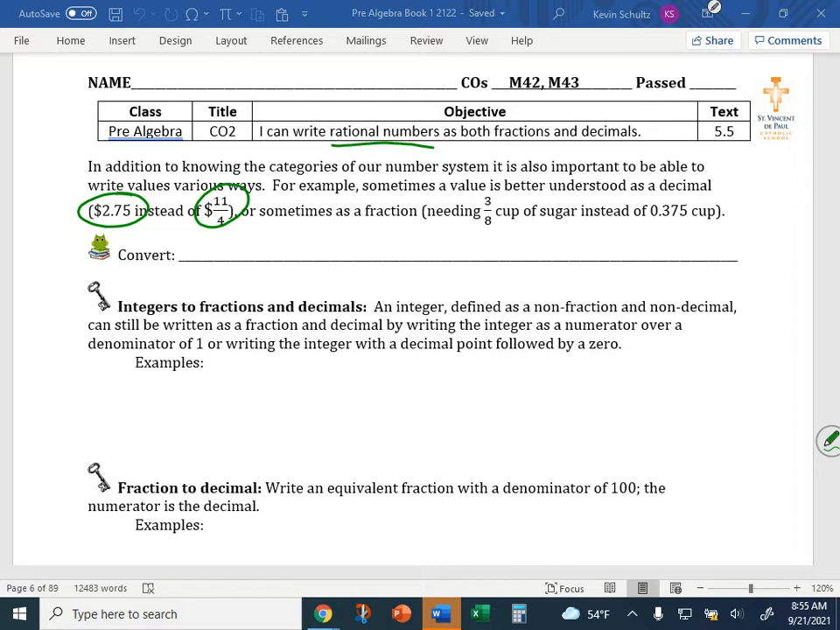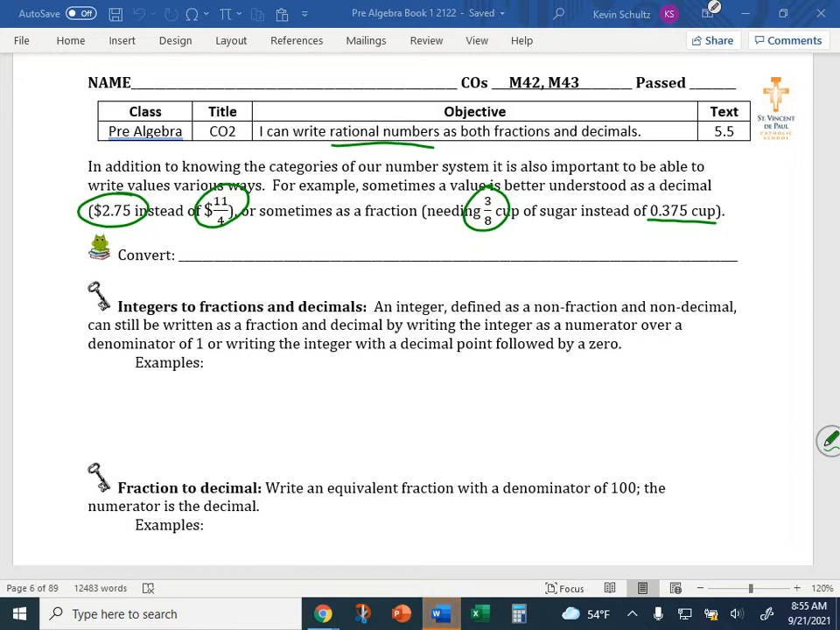Those of you who like to bake, recipe cards usually don't use decimals to show portions of cups, right? It's like 3/8 of a cup. Could you use 0.375? Would it mean the same thing? Yes. But typically, fractions are used in recipes. But being able to convert back and forth is a good mathematical skill, right?